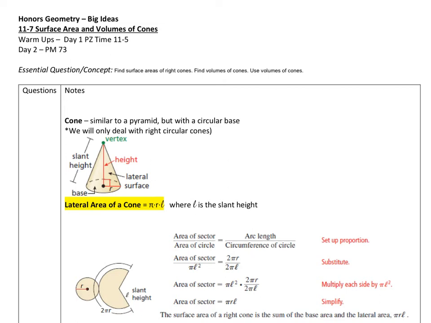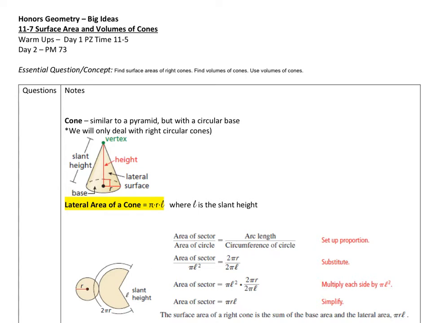Hey everybody, it's Mr. M here, and in this lesson we are going to learn how to find the surface area and the volume of cones. So first of all, we talked about what cones are already, but let me explain it again. A cone is similar to a pyramid, but it has a circular base. And for our problems and our examples, we're only going to deal with right circular cones.